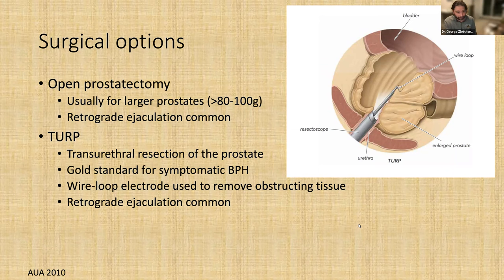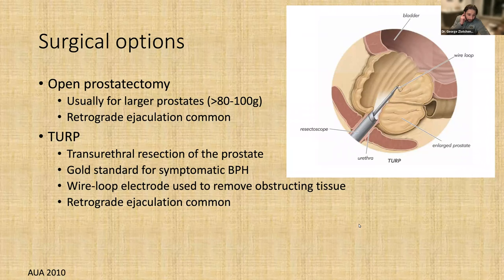Open prostatectomy. So the big prostates you often see in your clinic, the other treatment for them besides PAE is open prostatectomy. The biggest problem with that is retrograde ejaculation, along with other comorbidities that a patient may have that will lead them to be curious for surgery.